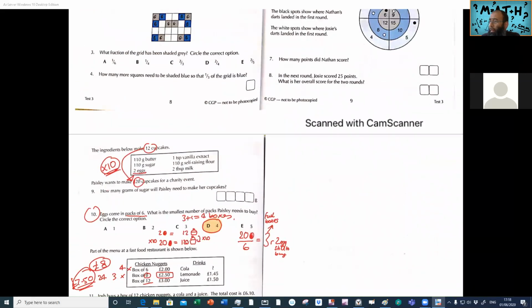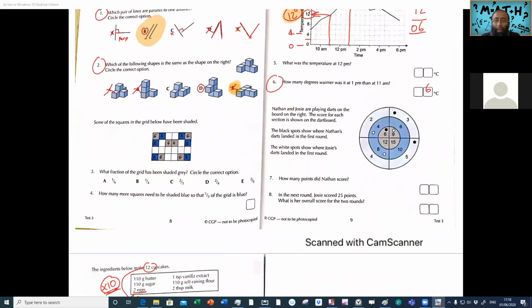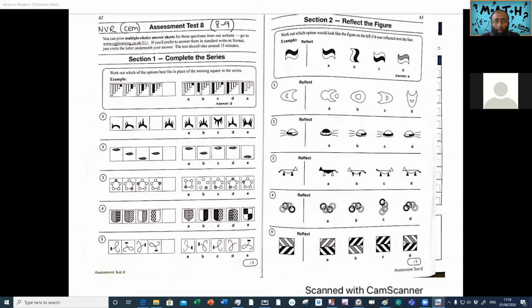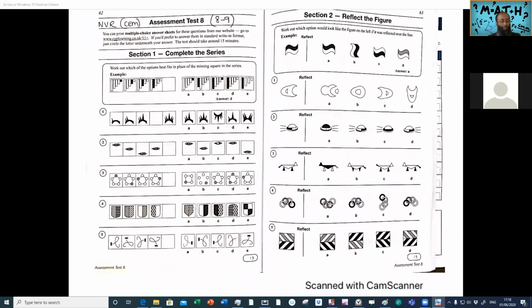Okay, Assalamualaikum. Okay, we just finished going through the maths paper, and now we're going to go through the NVR paper. So you could join us on this task now.